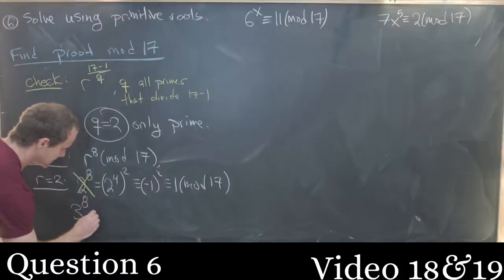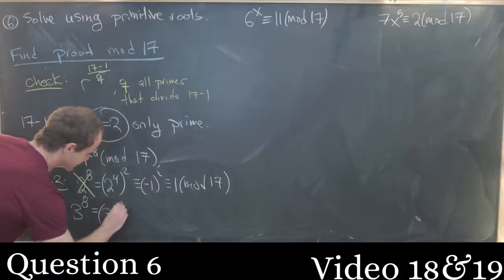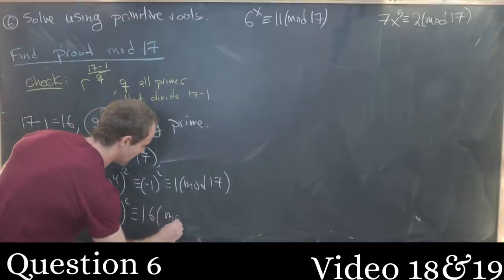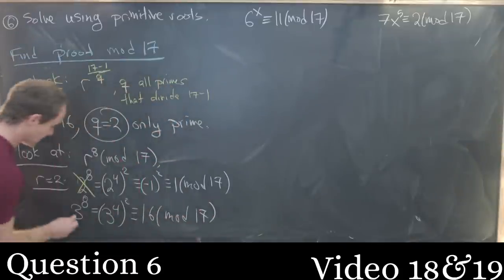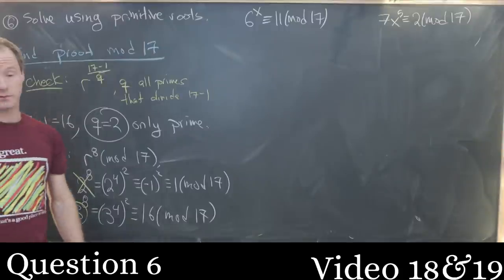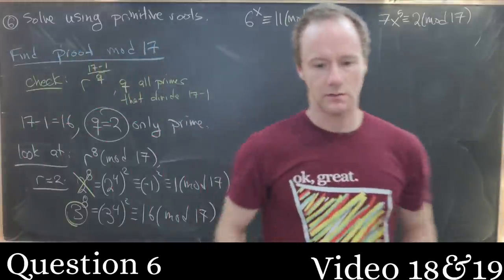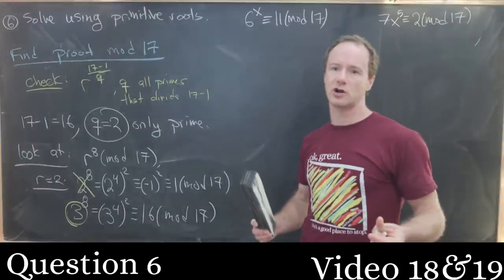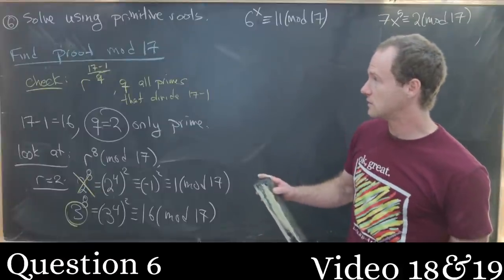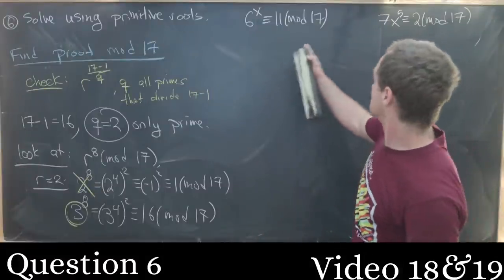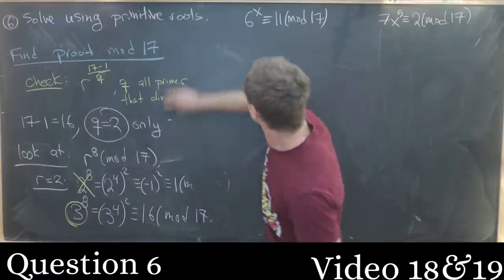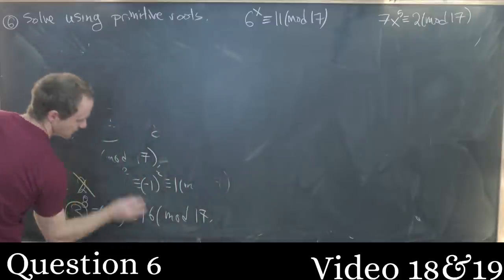We look at 3 to the 8, which is equal to 3 to the 4 squared, which is equal to 81. Anyway, I'm not going to do the whole calculation. This gives us 16 mod 17 in the end. So that means 3 is a primitive root. Okay, so now that 3 is a primitive root, we want to make like a primitive root chart for all the powers of 3 mod 17 so that we can use that to solve this. So let's do that in this zone over here so we can solve the problem in that zone.